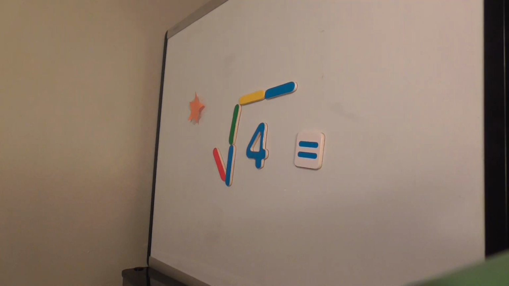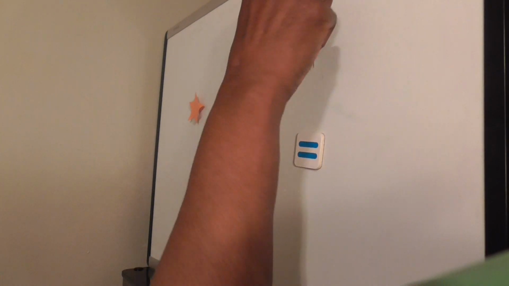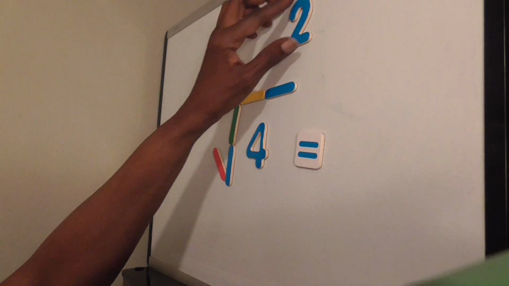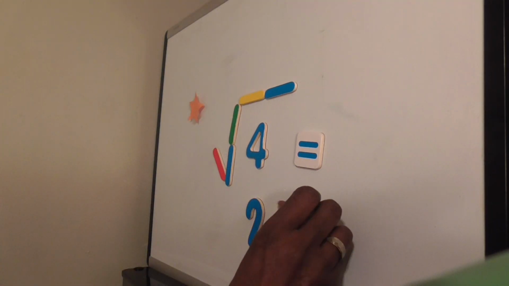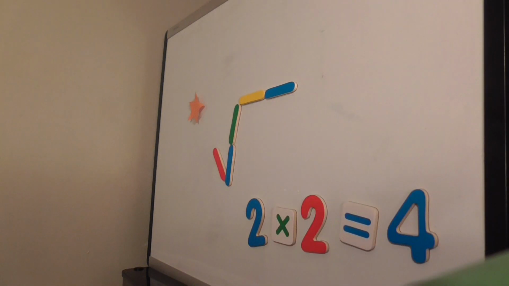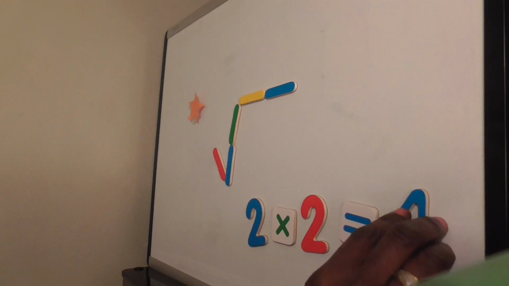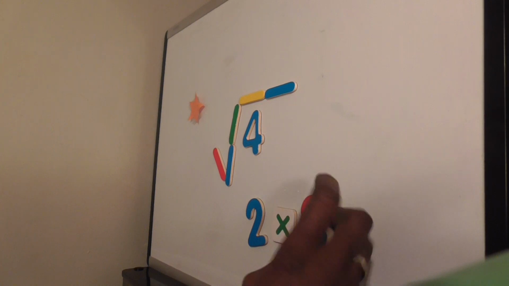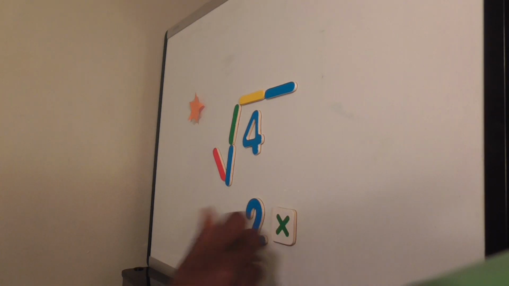The square root of 4 equals 2. By definition, the value which we give a number when it is multiplied by itself. When 2 is multiplied by itself, when 2 is multiplied by 2, it equals 4. Therefore, the square root of 4 is 2.